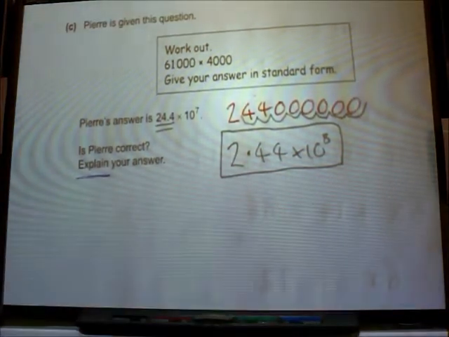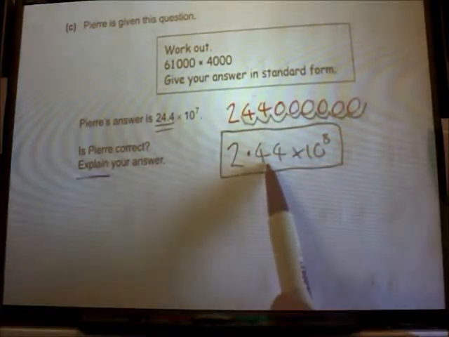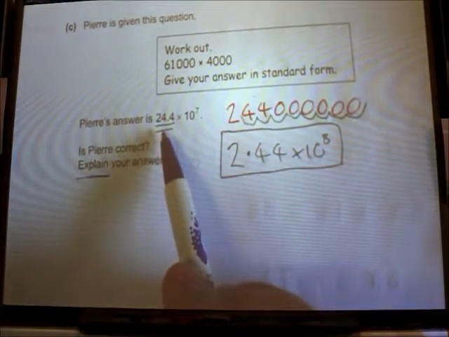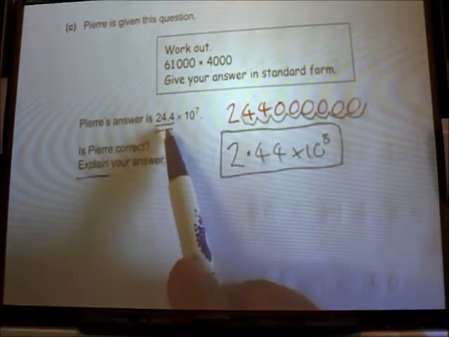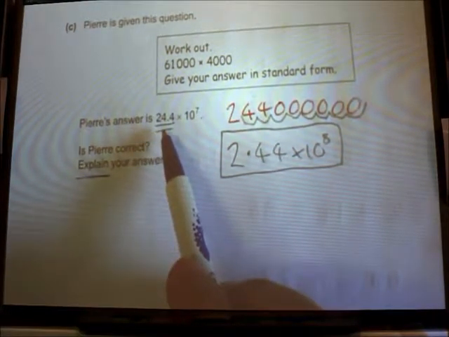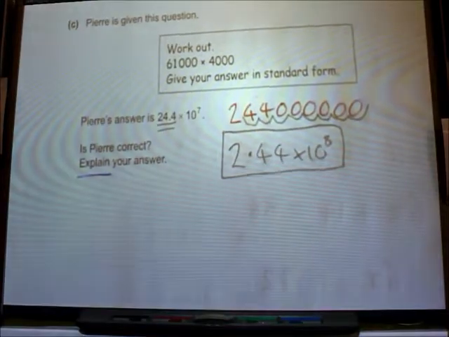So to answer this question for 1 mark, show the correct answer and then just write one sentence saying that this number here, point an arrow to it if you want, needs to be between 1 and 10.